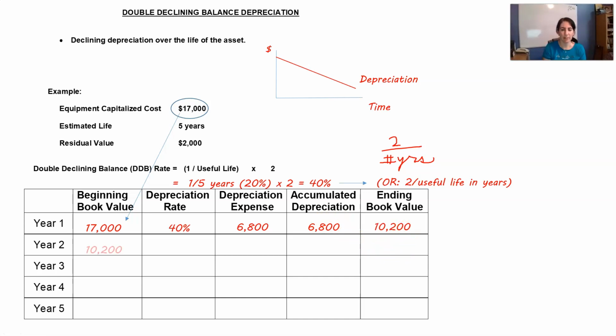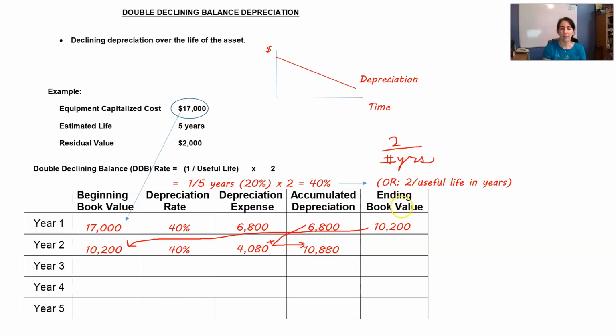Year 2. Well, this is where it's interesting. Year 2 actually starts with, I should have left my pen on, the ending book value for the calculation. So this 10,200 is actually coming here. 10,200 times 40%, right? You're always starting with the book value. 10,200 times 40% is 4,080. So now accumulated depreciation is 6,800 plus the 4,080, right? Add these two guys together. And you're at 10,880.